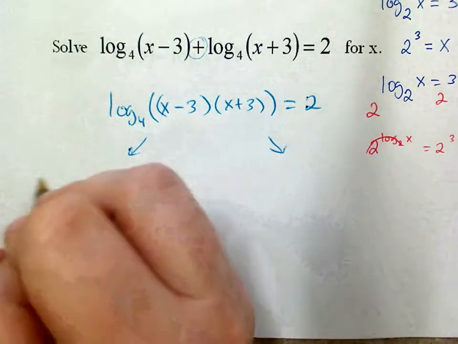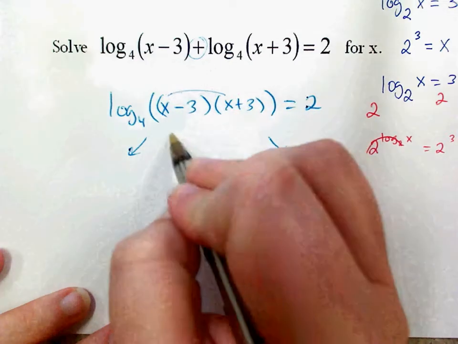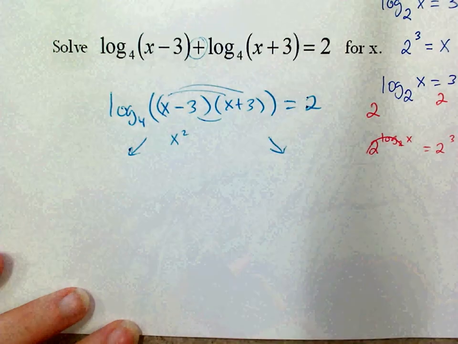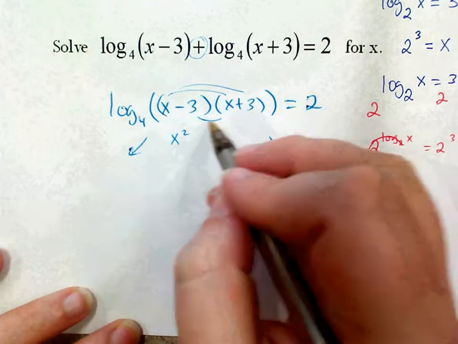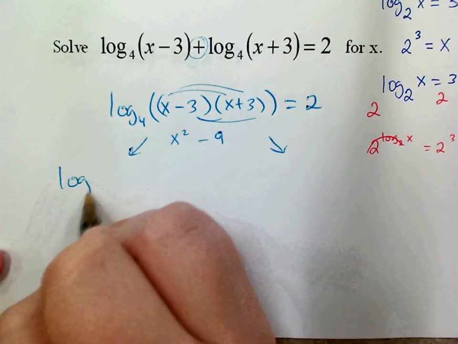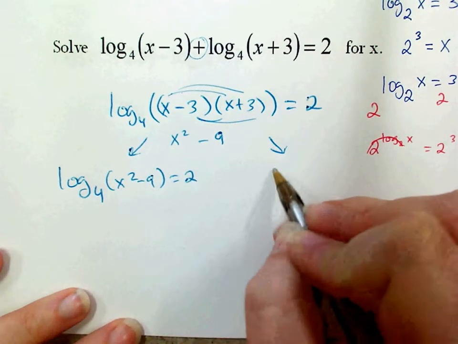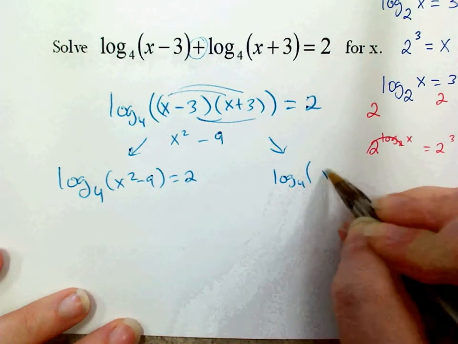I could do what you just said. We could go ahead and FOIL this out. Let's go ahead and FOIL that out. X squared plus 3x minus 3x. What happens to those? And then what? Minus 9. So I can think of it like this. Log base 4 of x squared minus 9 equals 2.